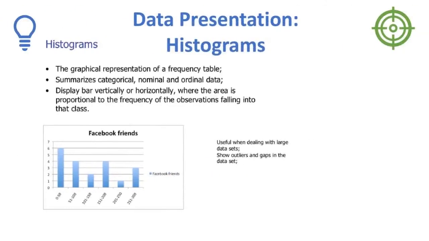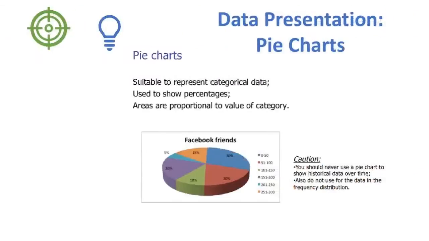Often people also use histograms, graphical representations of frequency tables, in order to summarize categorical, nominal, and ordinal data. And again, here are some general rules of thumb to follow when putting together a histogram to summarize your initial data in an academic research project.